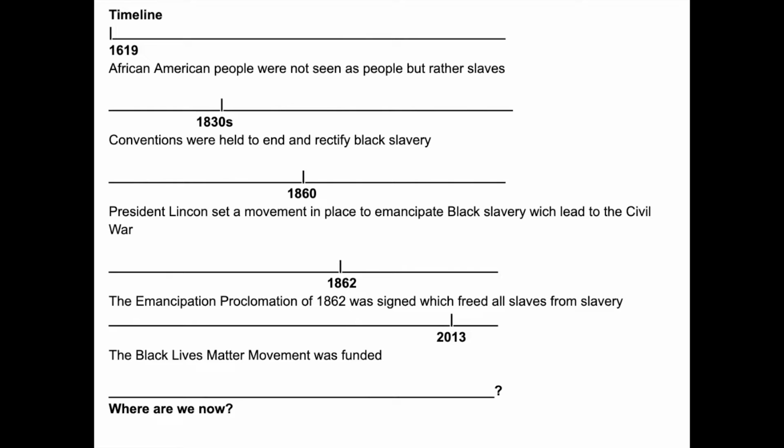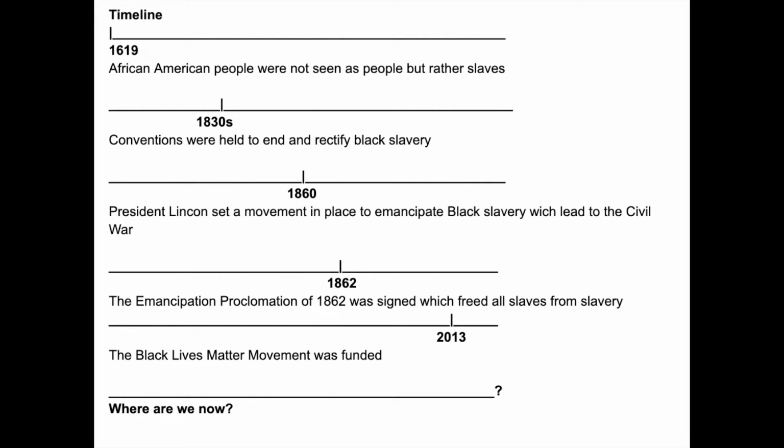This timeline briefly captures the history of African American people up until present, when the Black Lives Movement was funded and founded. In 1619, African American people were not seen as people, but rather slaves. They were sold as commodity slaves. In the 1830s, conventions were held to end and rectify black slavery as people began to acknowledge and come to the conclusion that something wasn't right, because it wasn't.